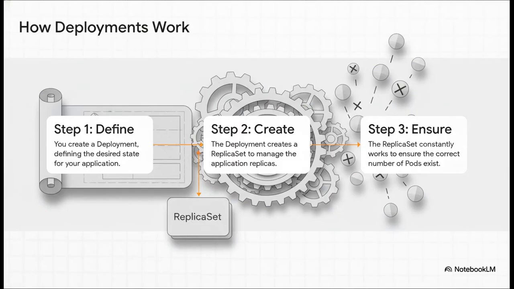So how does this all work under the hood? Well, when you create a deployment, it actually creates another object called a replica set. The deployment is the brains. It handles the strategy, like how to roll out updates. But the replica set's job is way simpler. It just constantly asks itself, do I have the right number of pods?